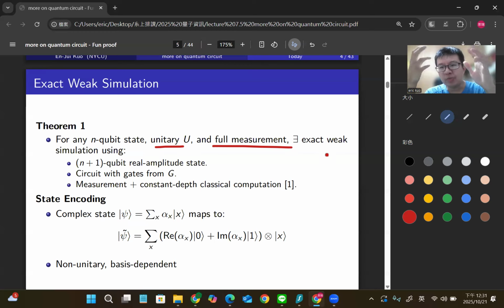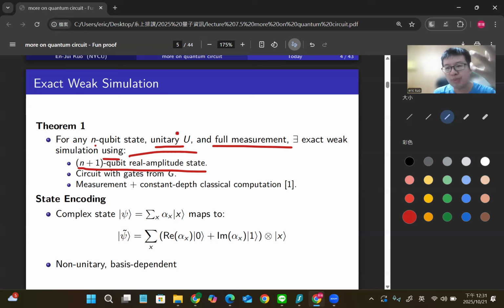Weak sampling basically means that given a circuit C, you can create another circuit C prime such that the output measurement probability distribution of C prime is the same as the probability distribution of C. So if you give me n qubits, I can use n plus 1 qubits with real amplitudes. Now these states can have complex information, and this unitary can be complex, but the new circuit has one extra qubit, and all the amplitudes are real, and the gates are all real.